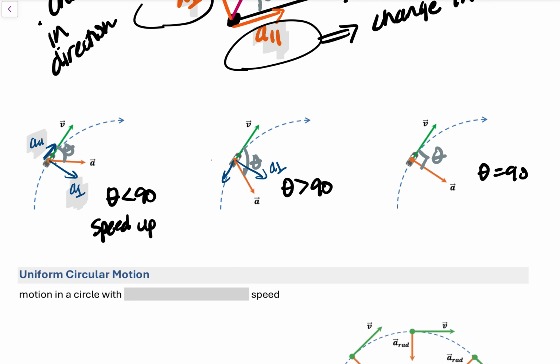And then the A parallel in this one is parallel to that velocity vector, but it's in the opposite direction. And so we know if acceleration and velocity are in opposite directions, then that means our object is slowing down. So this one is going to slow down.